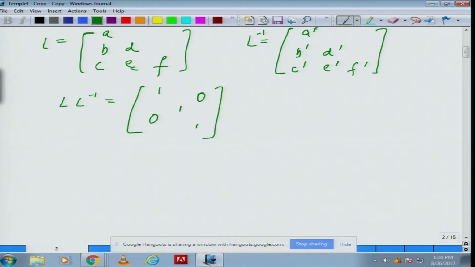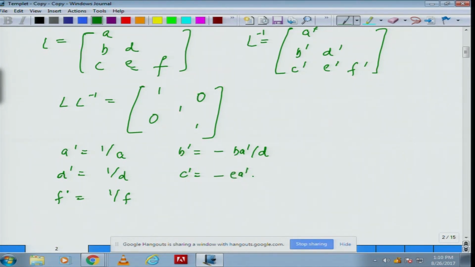So if you multiply these two matrices, you will very easily get A dash equal to 1 by A, D dash equal to 1 by D, and F dash equal to 1 by F. Further, B dash will be equal to minus B A dash by D, C dash will be equal to minus E A dash minus E B dash by F, and E dash will be equal to minus E D dash by F.